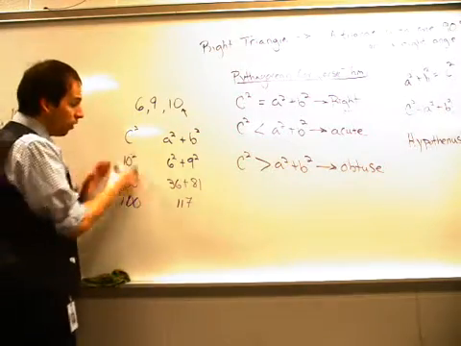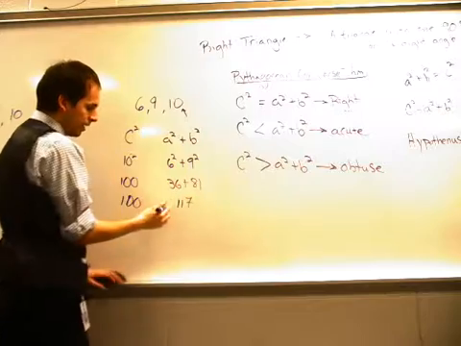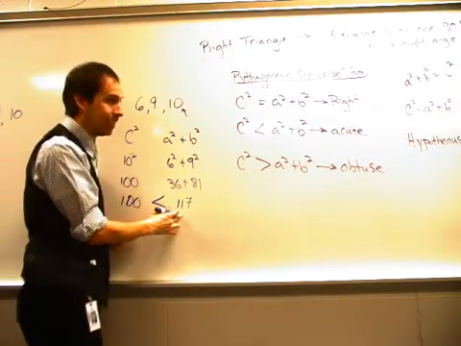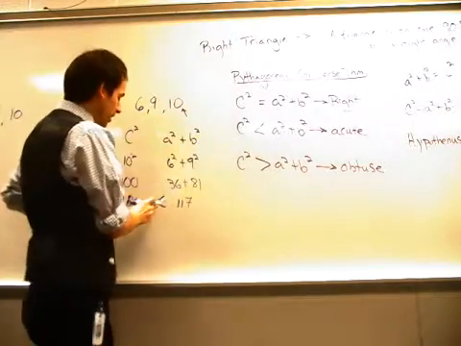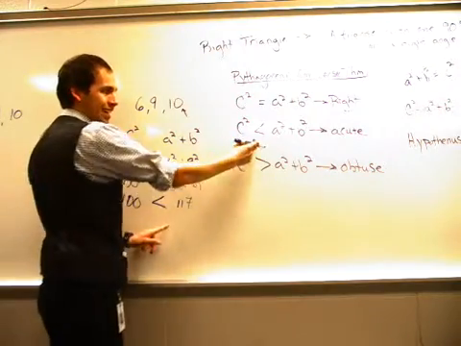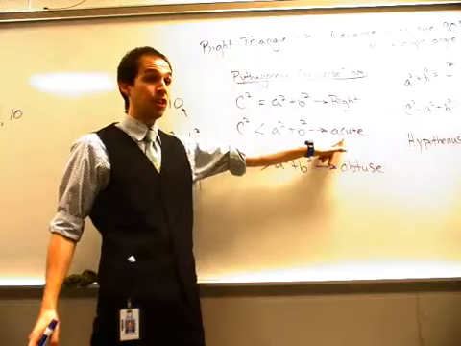Okay, now notice how I kept all my C work on this side, A plus B on this side. I know that 100 is less than 117. So, by the Pythagorean converse, if the C squared portion is less than the A squared plus B squared portion, that triangle has to be acute.